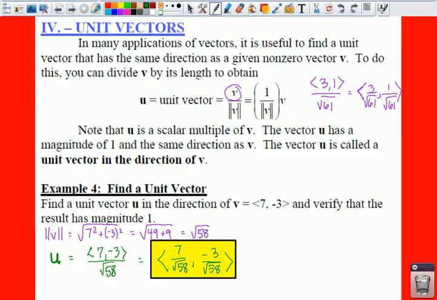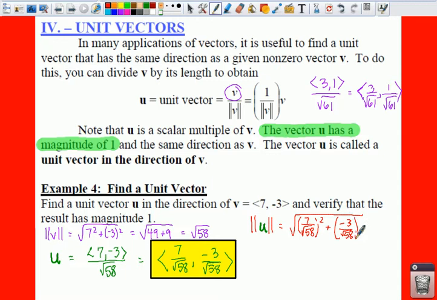Now in order to verify that this has a magnitude 1, remember in order for something to be a unit vector, the vector u has to have a magnitude of 1. So you just have to find the magnitude of u now. So we just take the square root of 7 over radical 58, square that, plus negative 3 over radical 58, square those.